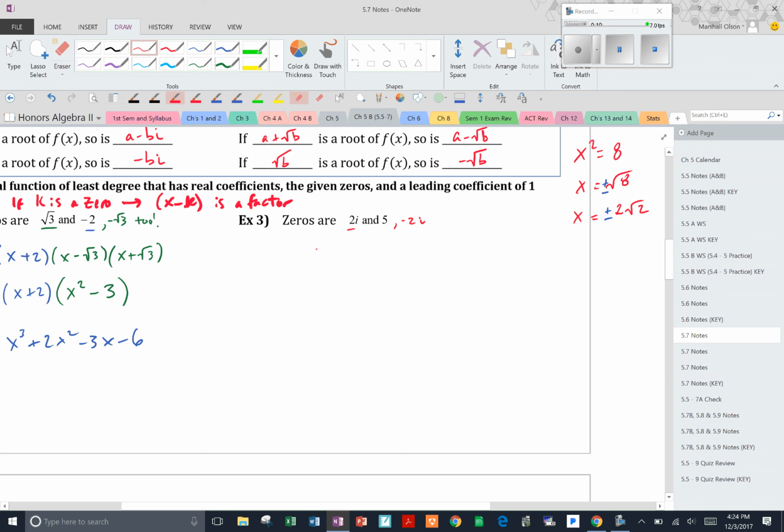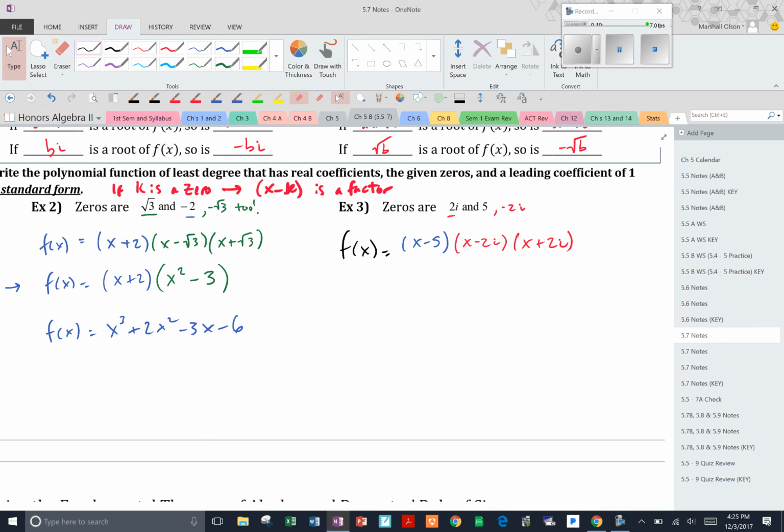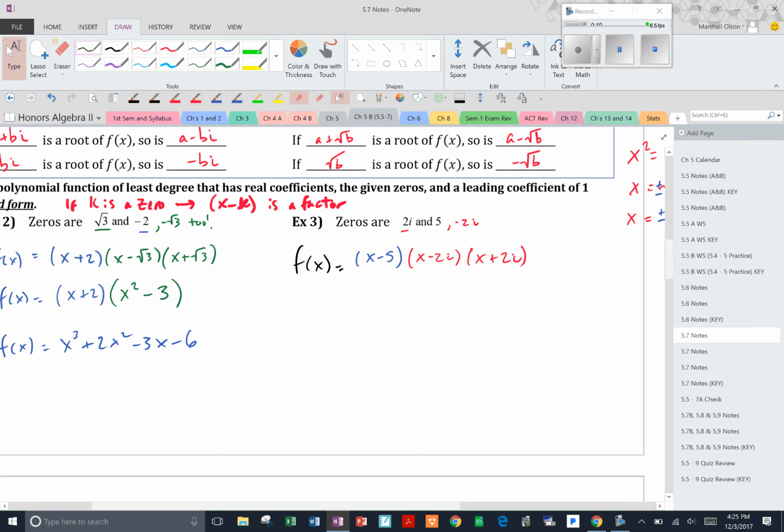So I'm going to start with the factors here. We know x minus 5, and then we know x minus 2i, which is from the given 0, and x plus 2i, which is from the 0 that I just wrote in red right there. And this is going to be a function, so I'm going to write f of x equals. Notice that when we do end up FOILing these out, or distributing these out, we get 1 as a leading coefficient. We will in this problem too, and that coincides with what the directions say.